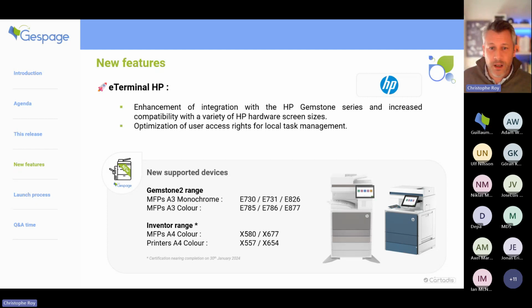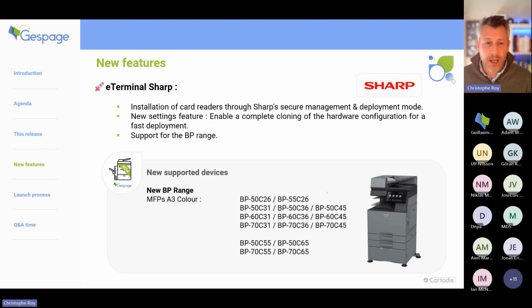A little enhancement that we've done on HP is also to optimize the user access rights for local task management. So for example, if you were canceling a job or if there was something going on with the device, it was a bit difficult to manage this directly because the embedded was taking control of the device and it was not possible to revert and go back into the interface of the MFP. So it's now fixed.